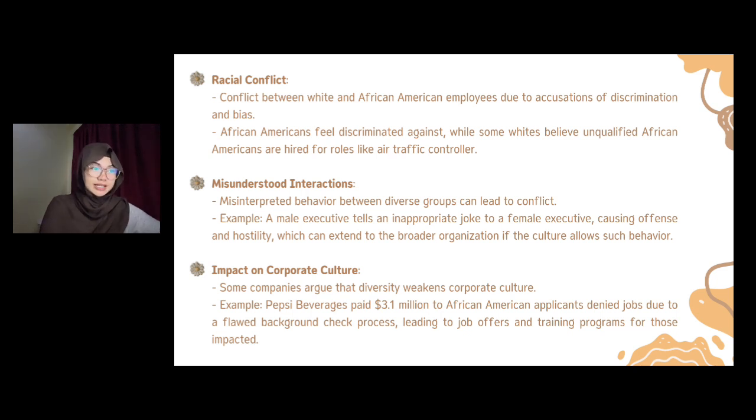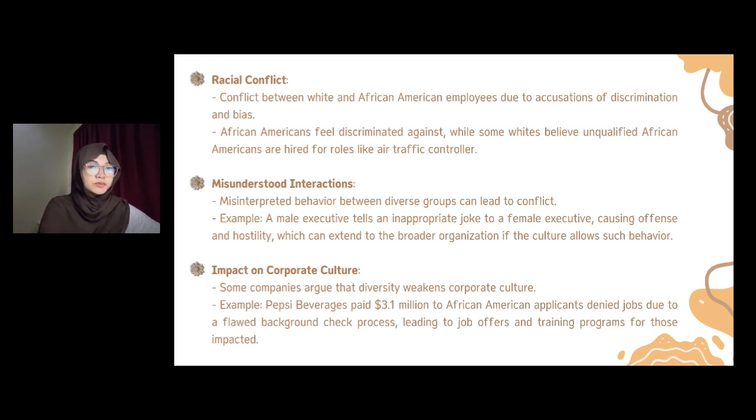So fourth, next is the impact on corporate culture. Sometimes company believe diversity hurt their strong unified company culture. So, for example, we have here, Pepsi had a lawsuit because its background check unfairly excluded African American applicants. So, dito pumapasok yung race. Napatunayan na hindi sila tumatanggap ng African American race applicants. So, what happened is that they had to pay large settlement and offer job to those denied, showing how company policy can unintentionally lead to diversity-related conflicts.